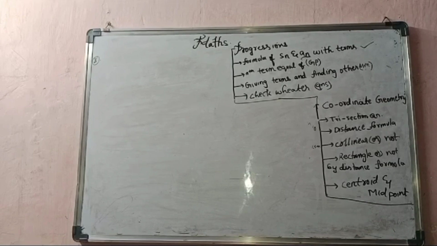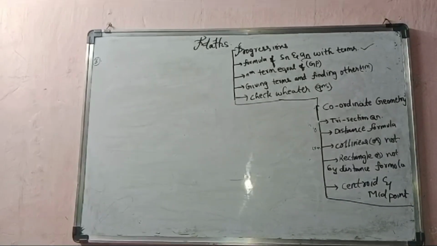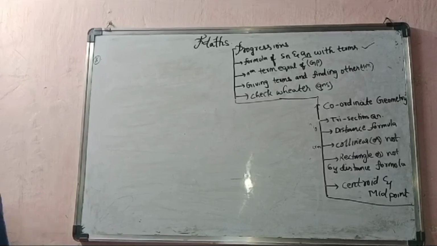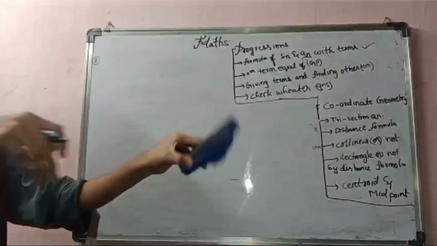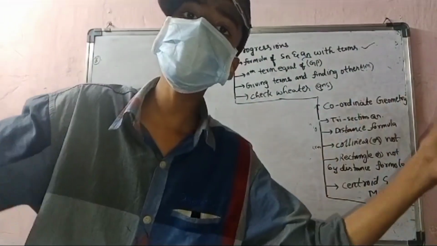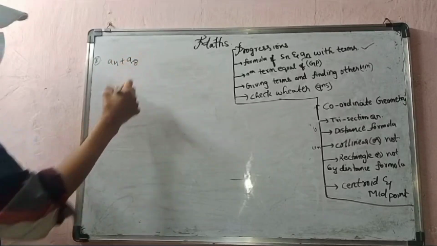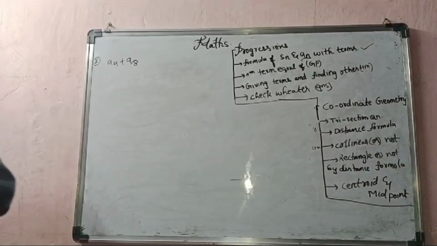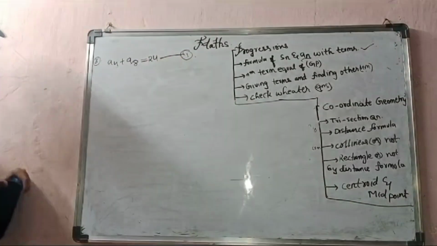Okay. The sum of fourth term and eighth term of an AP is 24. What I told, the sum of fourth term and eighth term of an AP is 24. Sum of fourth term means not Sn. Sum of fourth term and eighth term means A4 plus A8. Clear? Only two terms are given. A4 plus A8 equals 24. Take this as equation 1.